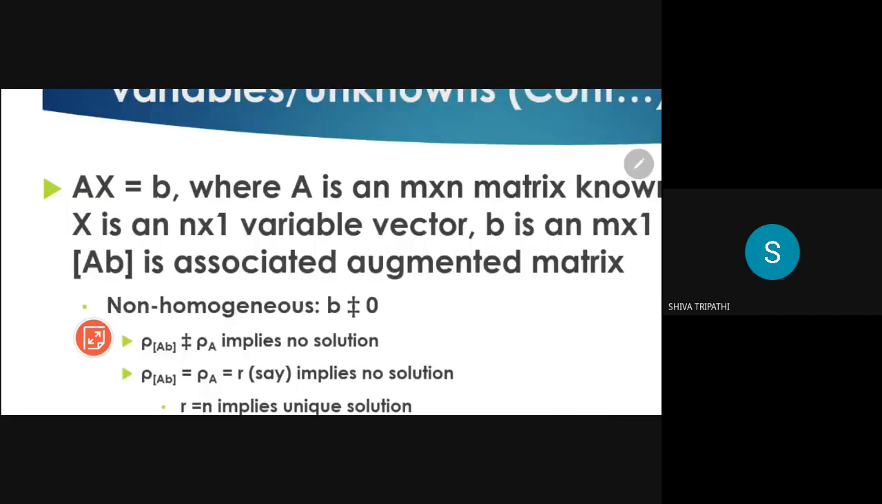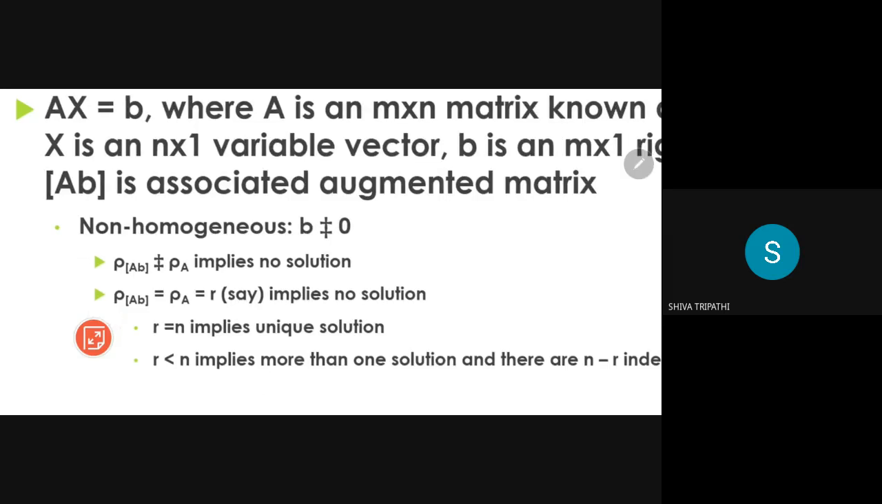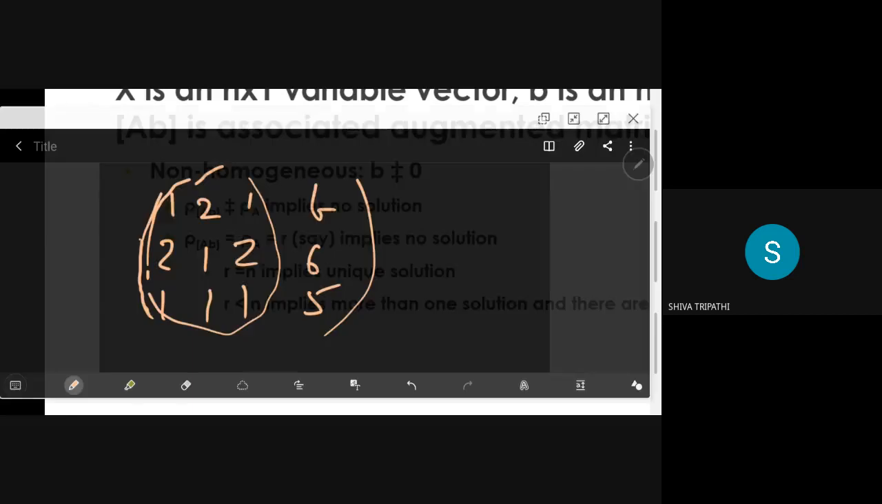So, if the rank of the augmented matrix is not equal to the rank of the coefficient matrix, no solution. If the rank of the augmented matrix and the rank of the coefficient matrix are the same, there is a solution, and that common rank is R. R equal to N implies a unique solution. R less than N implies more than one solution. That you need to apply here.